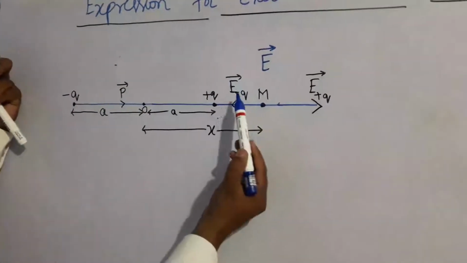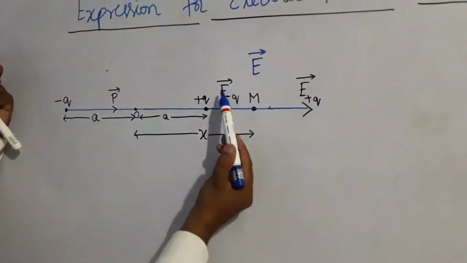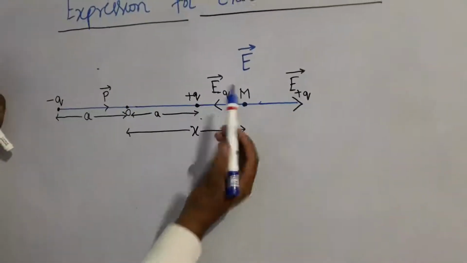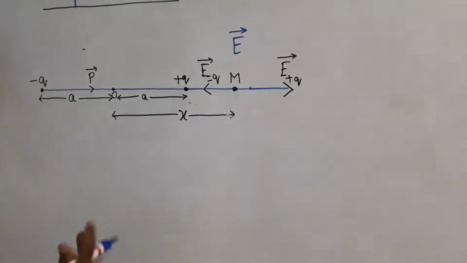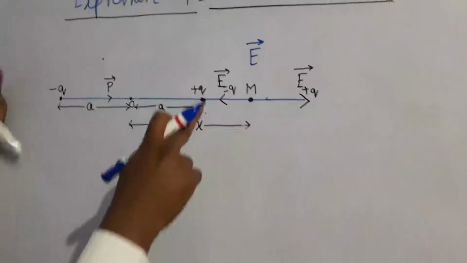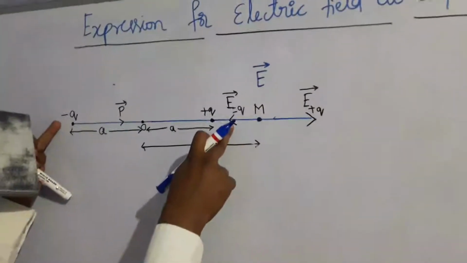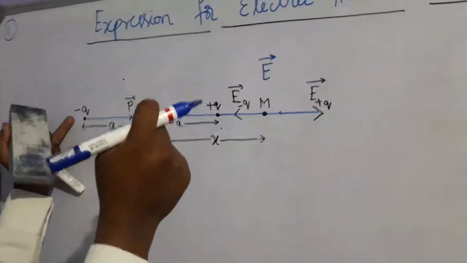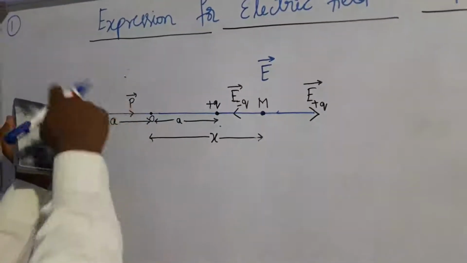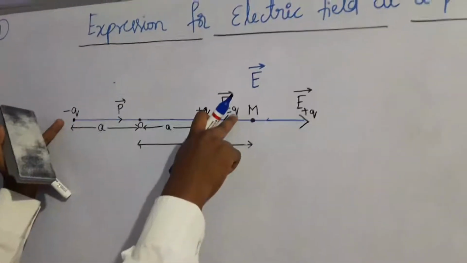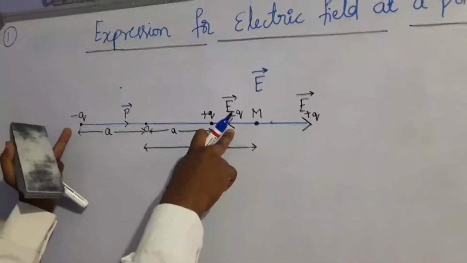Now you see here, E minus q is the electric intensity due to the minus q charge, which is directed towards minus q. I said that the electric intensity or electric field for an isolated negative charge is always towards the charge. That's why this E minus q is directed towards the minus q.